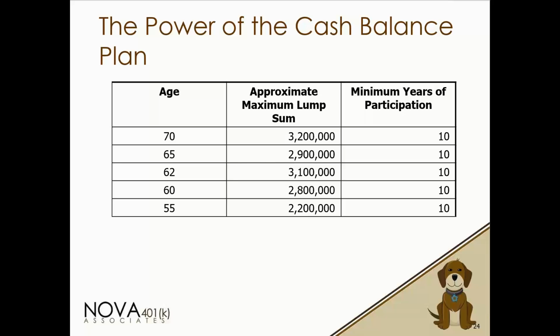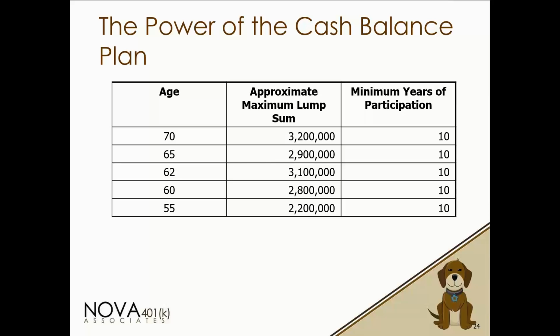As mentioned before, there are limits on DC plans on what you can put in. There are limits on DB plans on maximum benefits. Well, we can take those maximum benefits and convert them to lump sums. And so the approximate maximum lump sum that you can get in a DB plan, subsequently a cash balance plan, after 10 years of service varies by age, but at 62, you can get approximately $3.1 million.